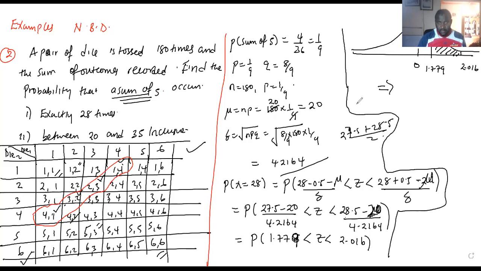I have 0.94048. Calc. Probability of 1.779 less than Z less than 2.016, you're saying is 0.94048. Impossible. It can't be bigger than 0.5 because already this side is 0.5. So how does it become 0.9? It is impossible. Someone else.